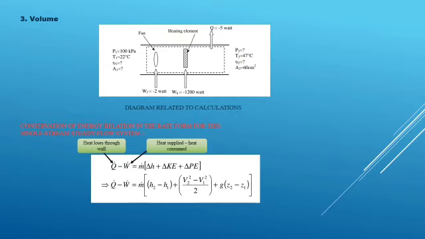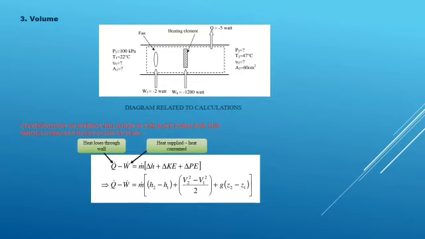Next we will talk about volume. Okay, this is the diagram. We have pressure, we have temperature, Q stands for heat loss through the wall of the nozzle, WF is heat used, WH is heat supply.